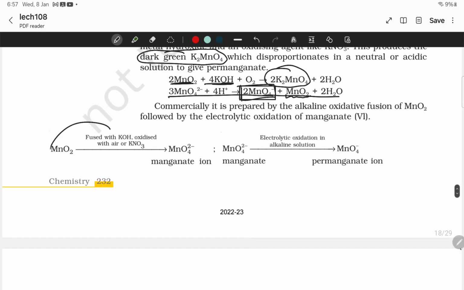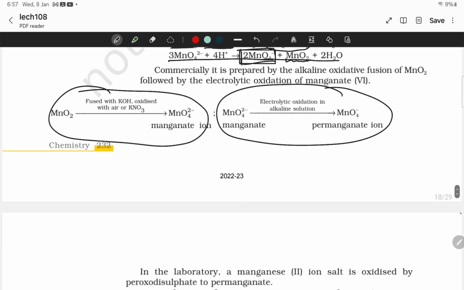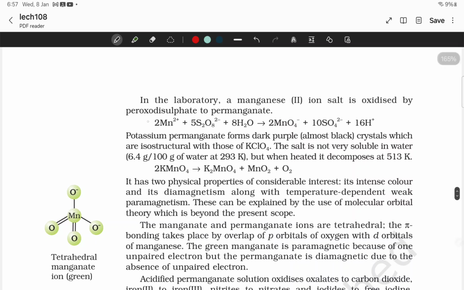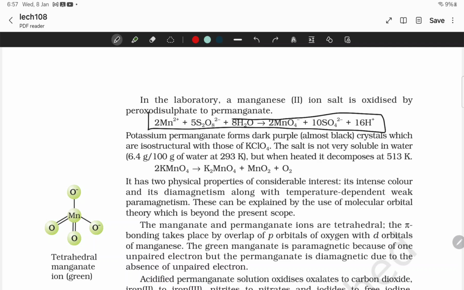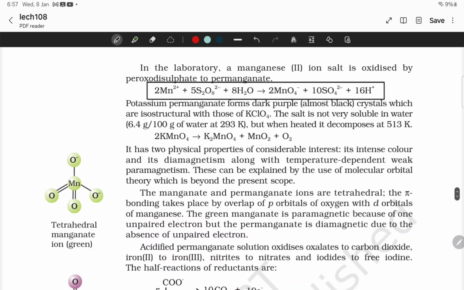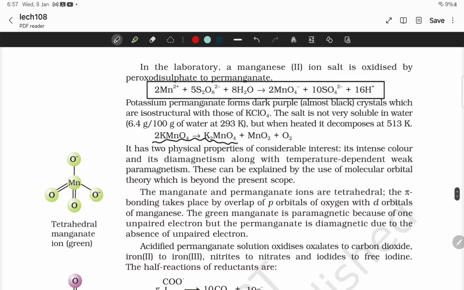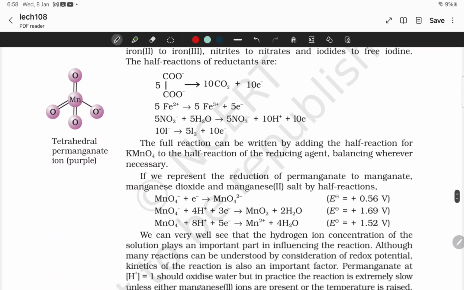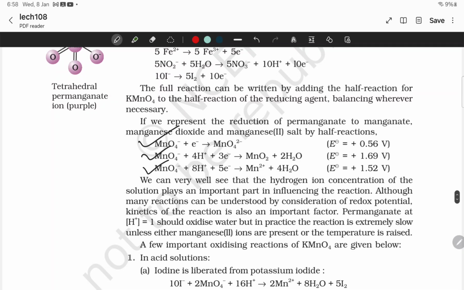We have other reactions. That is, one is this fusion, one is electrolytic changing of MnO4 2 minus to MnO4 minus. Anything can be preferred. In laboratory this method is used. Now KMnO4 disproportionates into K2MnO4 as a green liquid and MnO2. That's given. Now these three reactions are important.